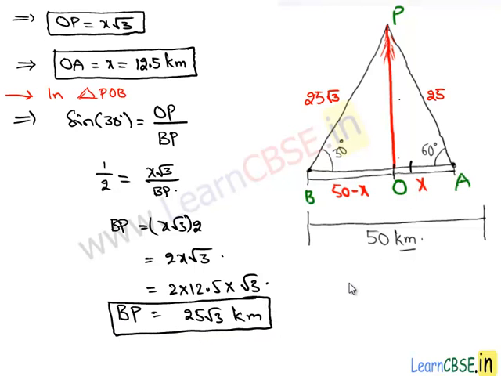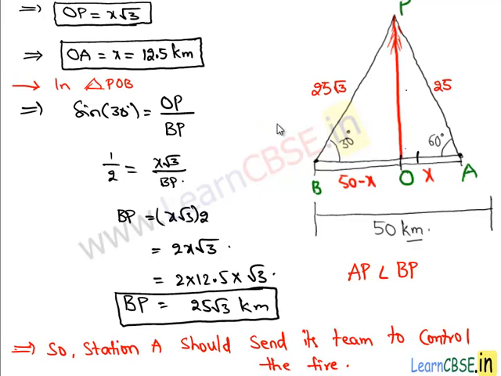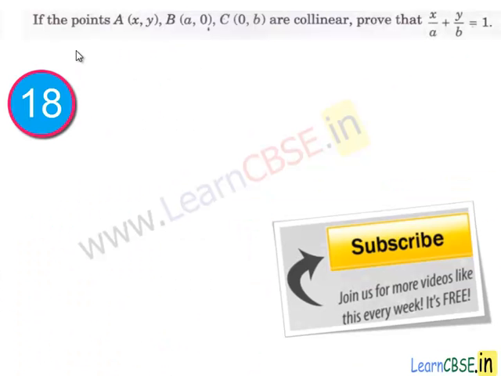As the distance travelled by station A, that is AP, is less than the distance travelled by station B, station A should send its team to halt the fire. From this story, we have learned that there is cooperation between station A and station B, and the responsibility of station A to halt the fire as early as possible. So this is the moral we get from this problem. Let's move to the next question.